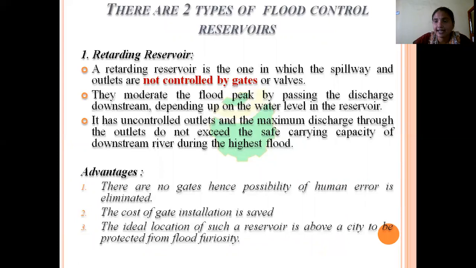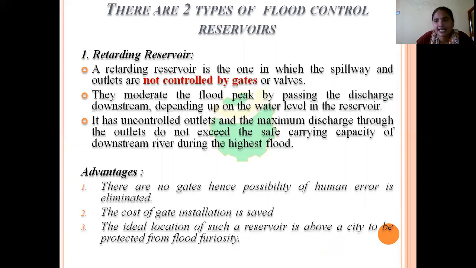Next, again the flood control reservoir is divided into two types, retarding reservoirs and detention reservoirs. A retarding reservoir is the one in which the spillway and outlets are not controlled by gates. If a dam is without gates, that is called a retarding reservoir.